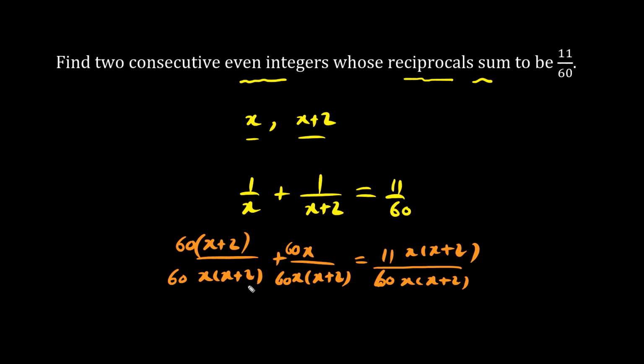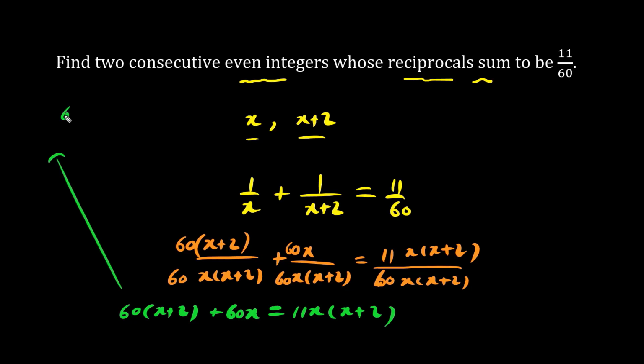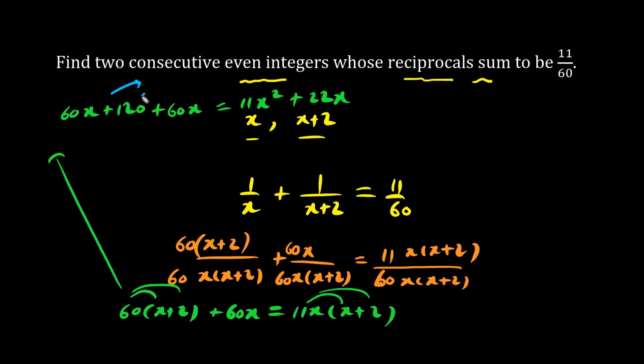The bottoms are now the same, so let's multiply by the denominator to make the bottoms go away. So we have the top, 60 times (x plus 2) plus 60x equals 11x(x plus 2). We'll continue up here. We have 60x plus 120, that's distribution, plus 60x equals 11x squared plus 22x. That's from using distribution here. Let's throw everything to the right.